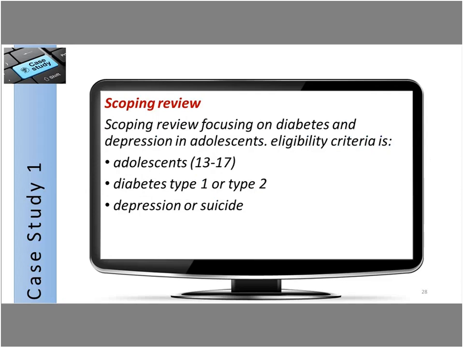Otherwise, I don't think you have to understand all the specifics of it. So this is a reminder of case study 1. We were looking at a scoping review, and we were looking at adolescents with either type 1 or type 2 diabetes and its association with depression or suicide. And because it was a scoping review, they were open to interventions, correlations, different types of studies.